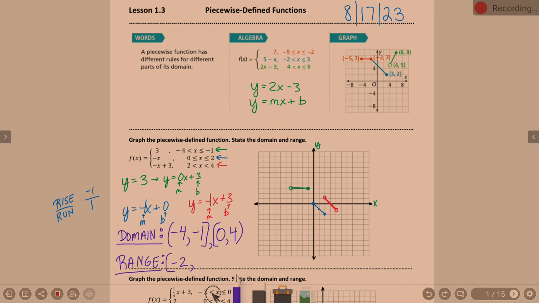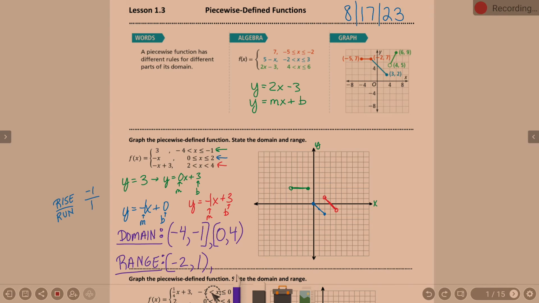Do we have anything that, does the green line pick up at 1? 3. Yeah, it doesn't pick up till 3. So we have a gap here, right? So we're going to have a -2 to 1, parenthesis or bracket at 1? Parenthesis.